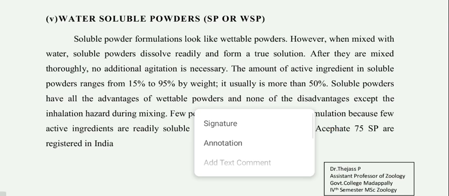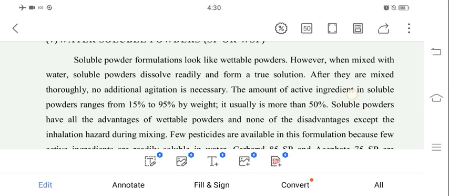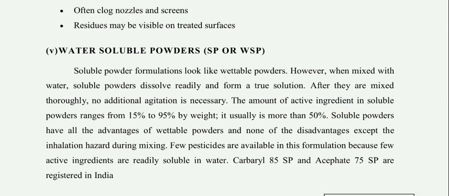Water soluble powders, SP or WSP, water soluble formulations. Soluble powder formulations look like wettable powders, however, when mixed with water, soluble powders dissolve readily and form a true solution. After they are mixed thoroughly, no additional agitation is necessary. The amount of active ingredient in soluble powders ranges from 15% to 95% by weight.